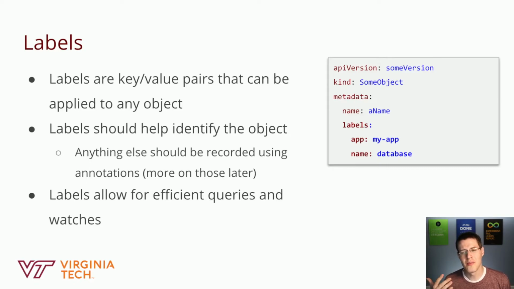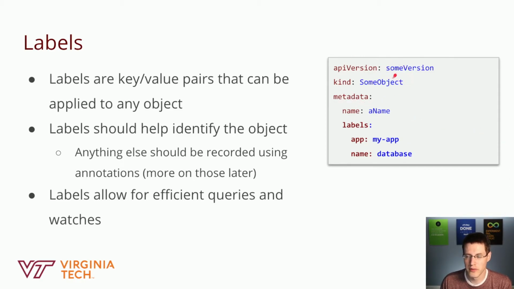Okay, but labels allow for really efficient queries and watches. So things in the system, for example, services that want to watch pods that have specific labels on them, well, you use labels here, and it kind of puts them in indexes so that they can be queried and fetched very quickly. And so this is just an arbitrary example here.